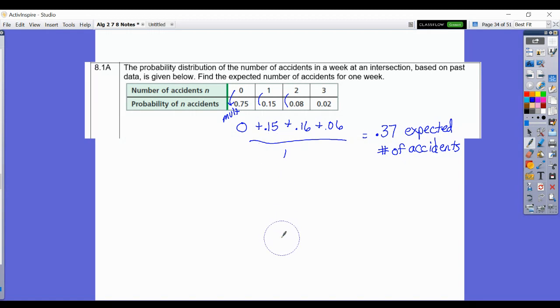Now, obviously, there's either 0 or 1. Not very likely that we're going to have 3. So maybe that helps explain that a little bit.